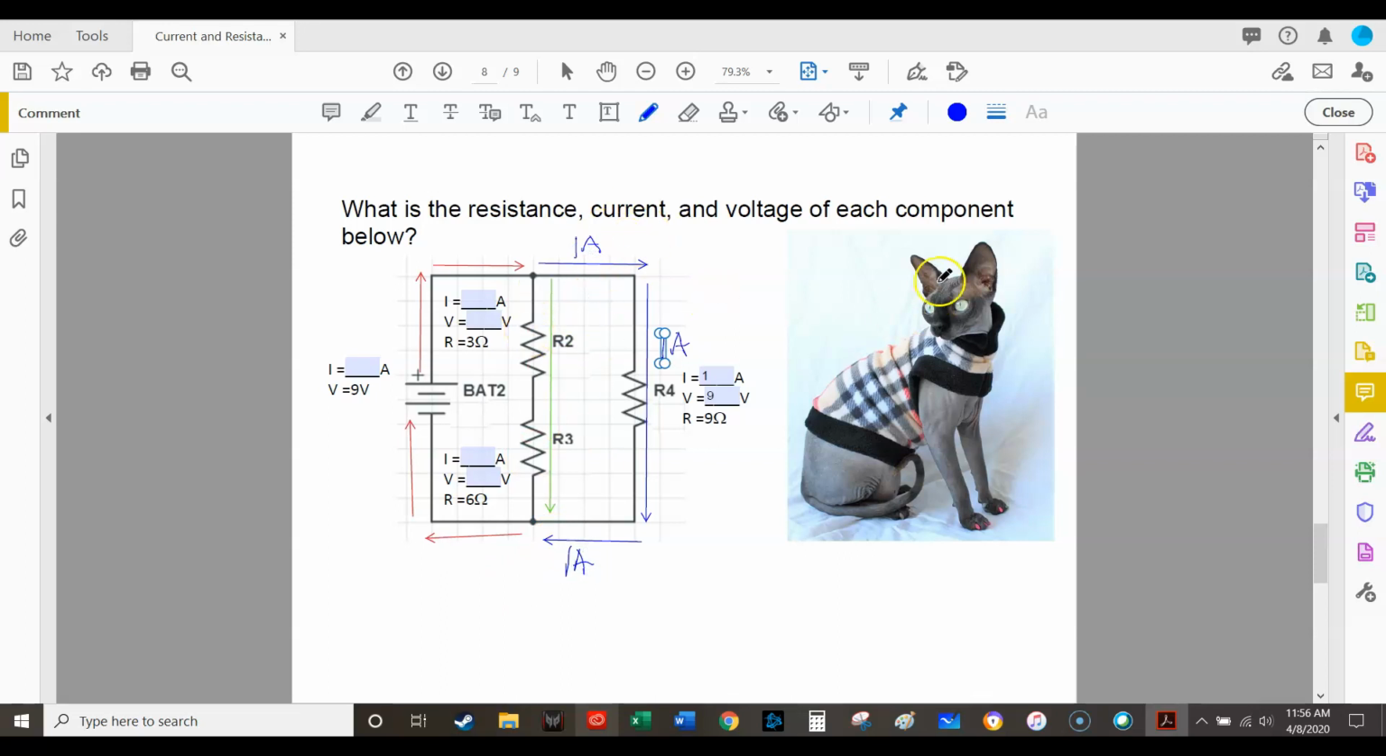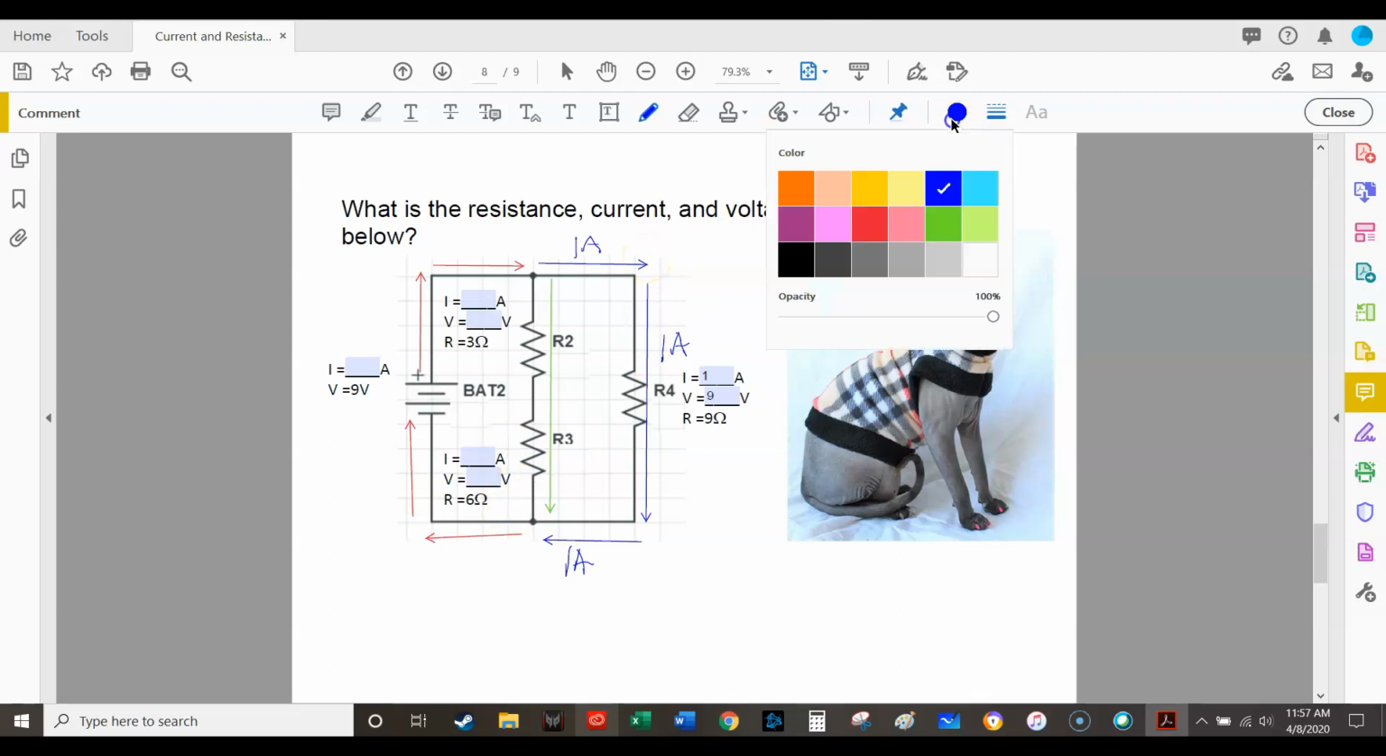All right. Well, we don't know what the red current is, and I think how we're going to find the red current is by finding what the green current is, because we know the blue current, and the blue current plus the green current is going to equal the red current, right? So in order to do that, we have to combine these two resistors together. Well, R2 and R3 are in series with each other, so that behaves just like a 9 ohm resistor.